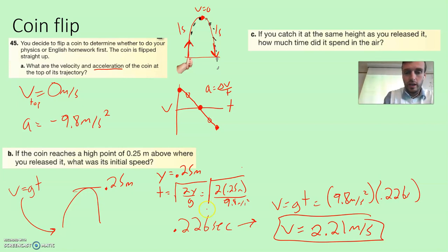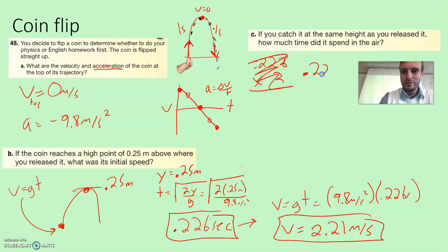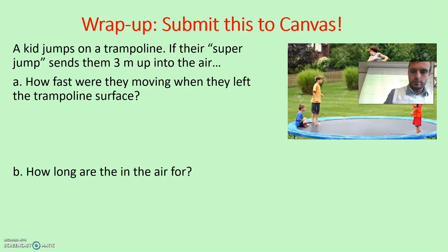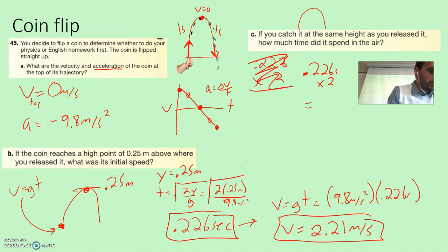Last part, if you catch it at the same height as you release it, how much time did it spend in the air? Well, check it out. We already knew that the time it takes to go up is 0.226 seconds. So the time it takes to come back down would be, you guessed it, double that. So, sorry, that looks terrible. Let me try that again. 0.226 seconds. You would double that because the time it takes to go up plus the time it takes to come down would be like doubling it. And that would be our final time for how long that whole kit and caboodle takes. So 0.226 times 2, that would be 0.452 seconds for time. All right? So, taking these ideas, you can still use the free fall equations. Sometimes you have to double time because time goes up, time comes down. Everything else is pretty similar though.